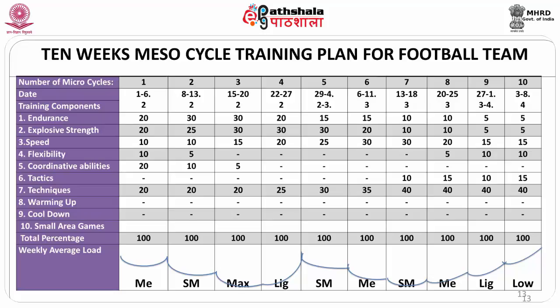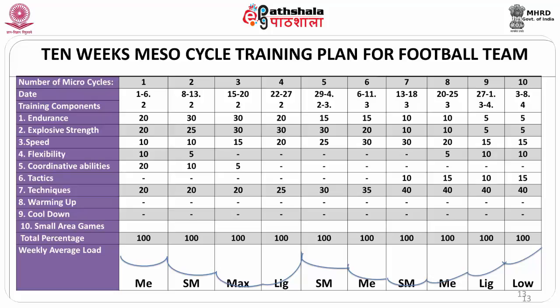For example, the endurance is for 30% of the total available time, and the third week also 30, the fourth week 20, fifth week 15, sixth week 15, seventh week 10, eighth week 10, ninth week 5 and 10th week 5%. The same way, all other performance factors are given in different percentages throughout both the mesocycles.